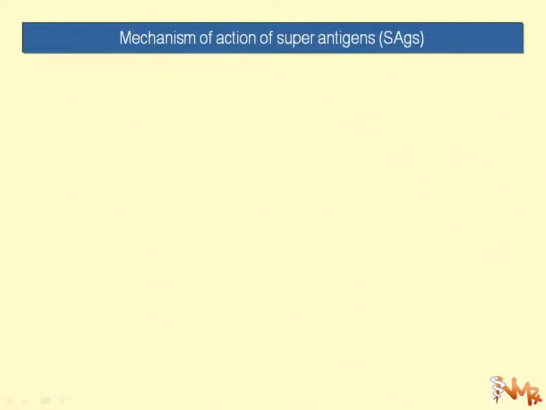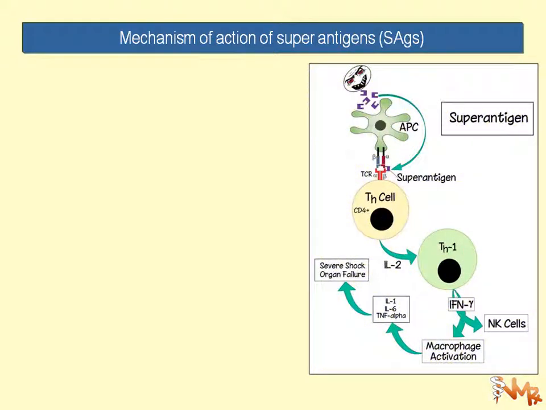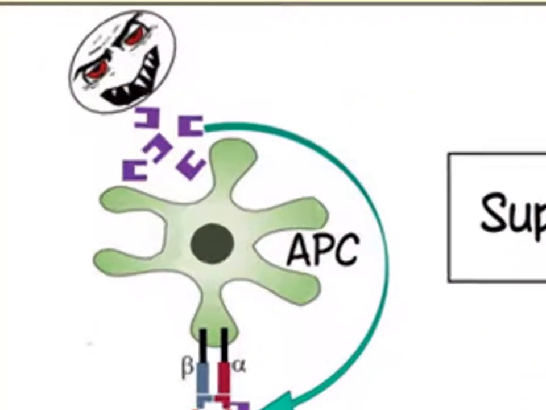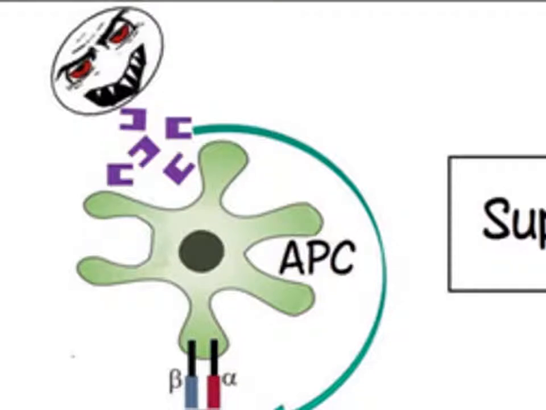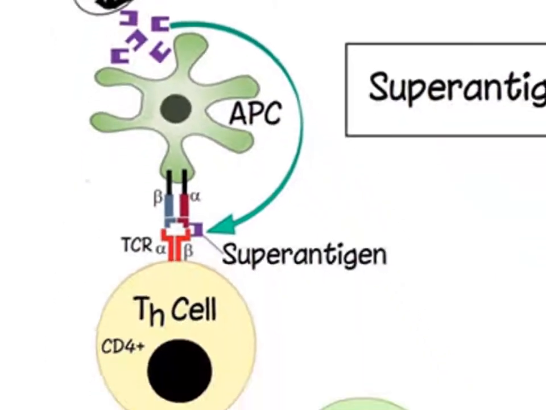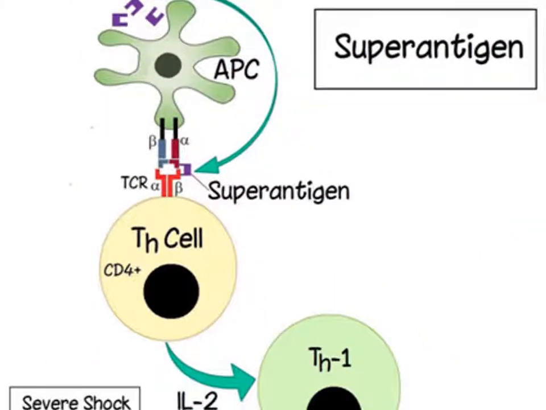So let's look at the mechanism of action of superantigens. And in order to understand it, we're going to be referring to this diagram. I'm showing a pathogen on top, and I'm showing the antigen of the pathogen with a purple color. And I'm showing one APC cell, one dendritic cell on top. I'm showing also a T helper cell, CD4 positive T helper cell.